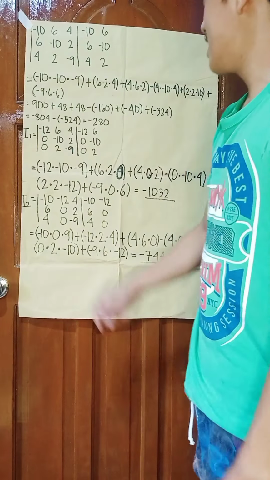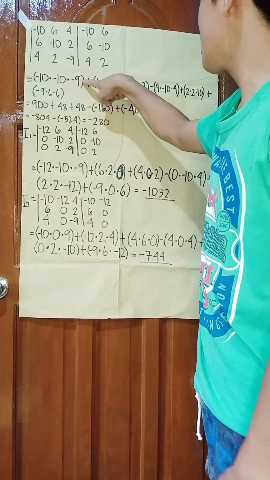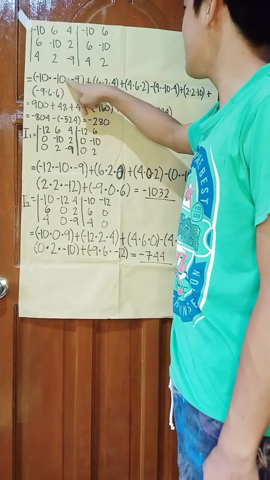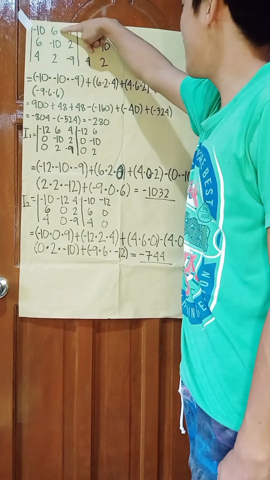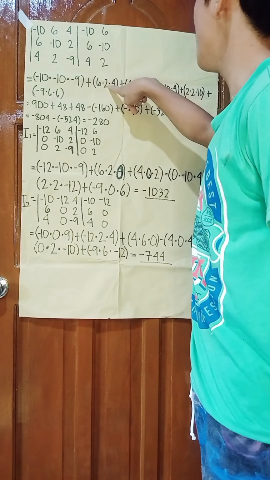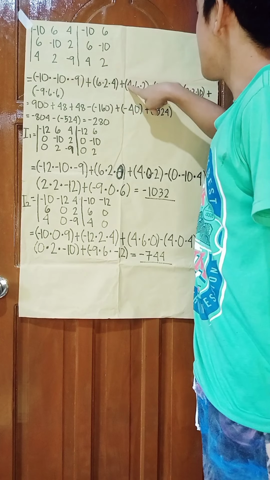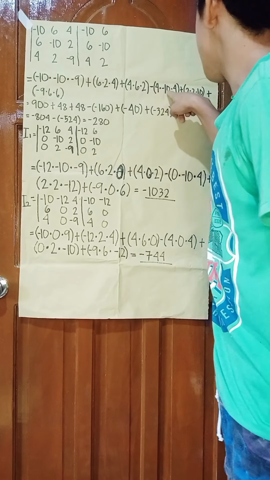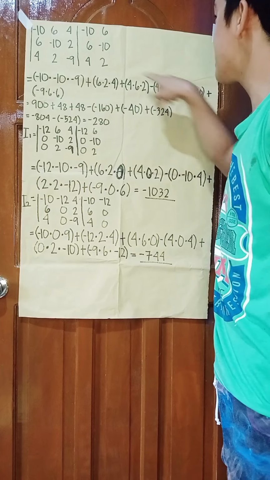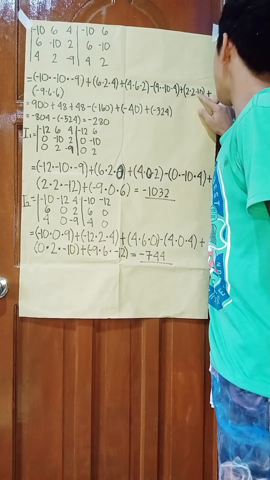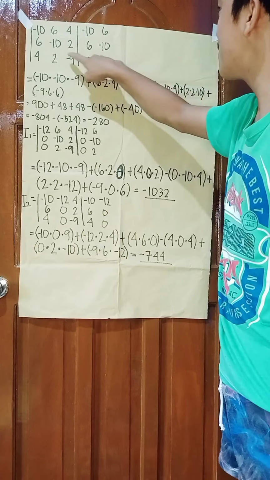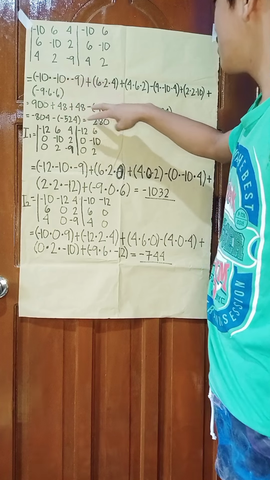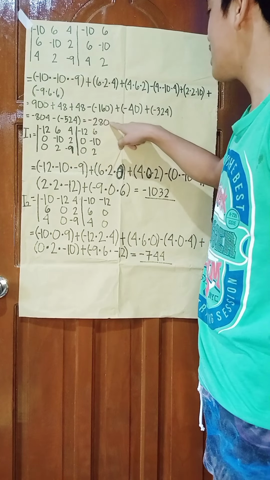So next, to have this solution, this number came from diagonal from here to here. So negative 10 times negative 10 times negative 9 plus diagonal from here to here is 6 times 2 times 4. Then diagonal from here to here is 4 times 6 times 2 minus the diagonal from here to here is 4 times negative 10 times 4 plus diagonal from here to here is 2 times 2 times negative 10 plus diagonal from here to here is negative 9 times 6 times 6. So the answer is equal to negative 280.